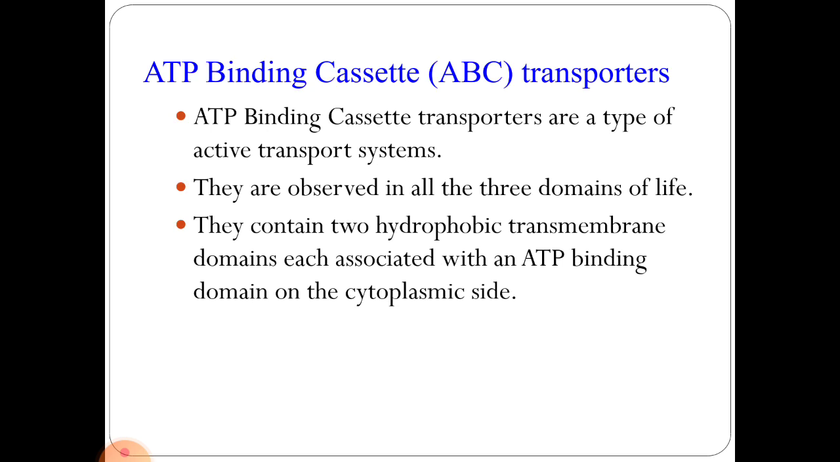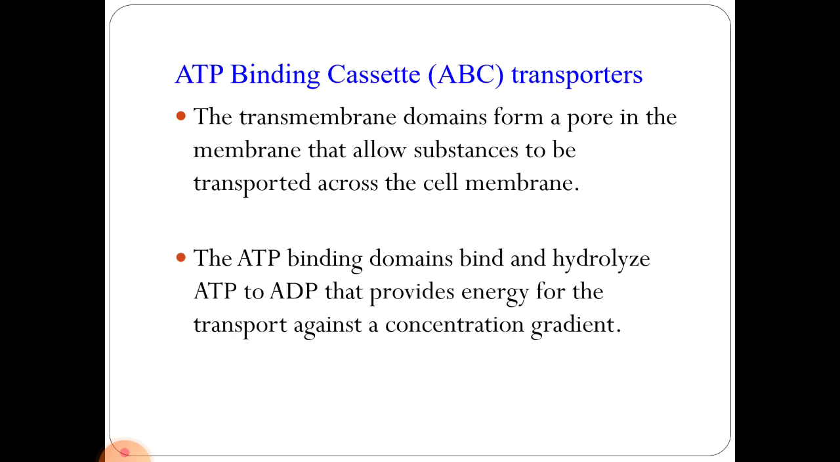A good example of an active transport system is ATP binding cassette transporters, or in short ABC transporters. They are observed in all the three domains of life. They contain two hydrophobic transmembrane domains, each associated with an ATP binding domain on the cytoplasmic side. The transmembrane domains form a pore in the membrane that allows substances to be transported across the cell membrane. The ATP binding domains bind and hydrolyze ATP to ADP, which provides energy for the transport against a concentration gradient.